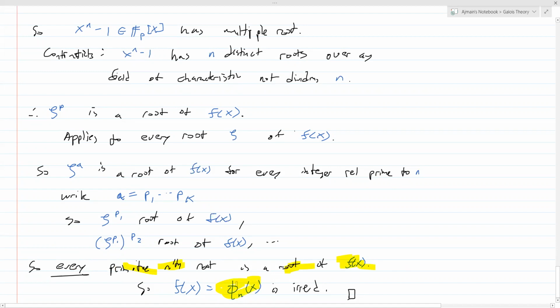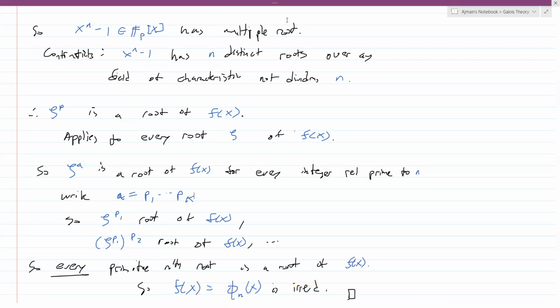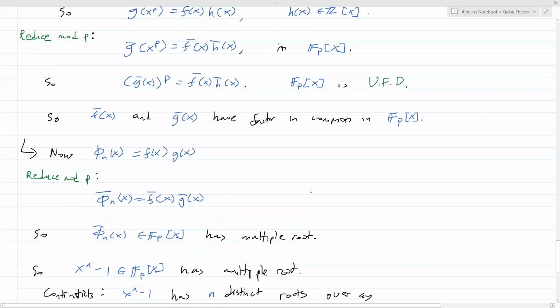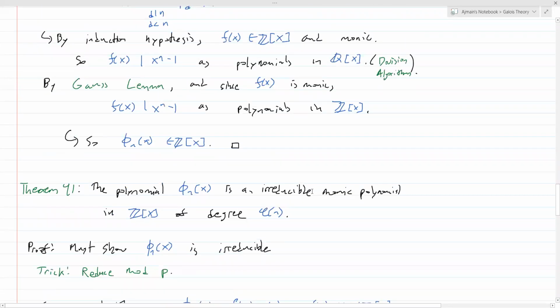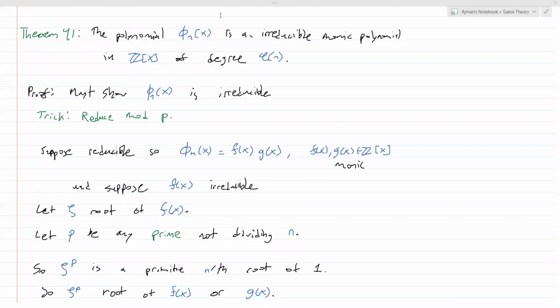But we know that the nth cyclotomic polynomial is the product of all of these x minus primitive nth roots of unity, right? So actually, what we showed is that f of x is equal to the nth cyclotomic polynomial. And f of x was assumed to be irreducible, so that's how we prove that the nth cyclotomic polynomial is also irreducible. All right, so that was a long proof. Are there any confusions about this proof? Or is it all good?